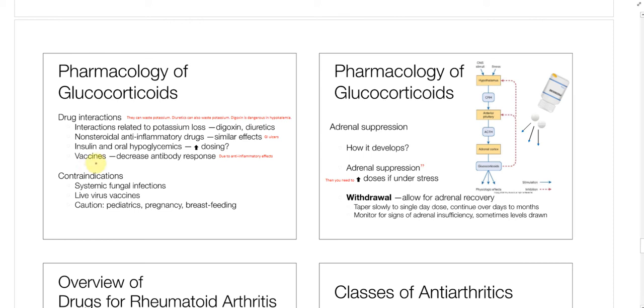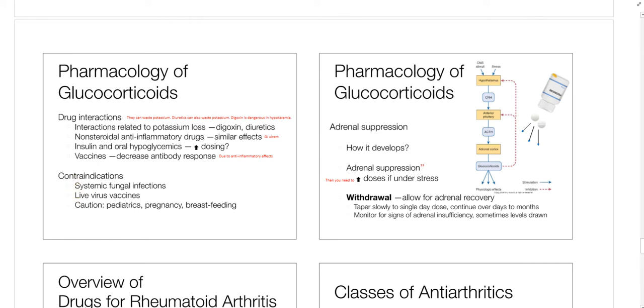And then vaccines may be problematic because the glucocorticoids will decrease the antibody response because of their anti-immune effects, making it virtually pointless to take the vaccines. We definitely don't want to give live virus vaccines because those live viruses could actually get the patient sick. In a healthy patient, the live virus vaccines should be no problem, but we don't want to give them to patients who are taking glucocorticoids. There's potential for systemic fungal infections. I just forgot the term for that. Systemic mycoses.